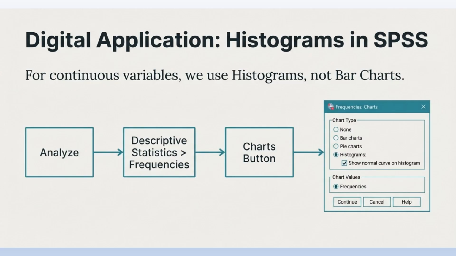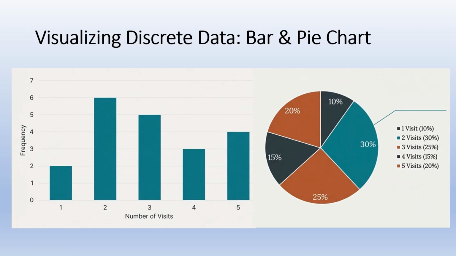Histogram in SPSS. The option is Analyze, Descriptive Statistics, Frequencies. The Charts button shows the bar charts, pie charts, and histogram, with the option to show the normal curve on the histogram. Visualizing discrete data: bar and pie charts.